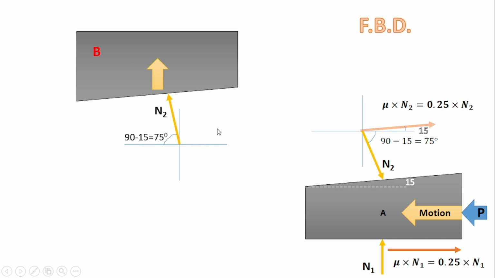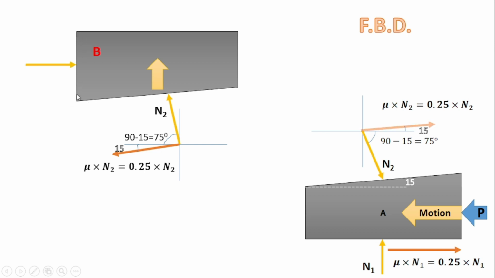Then show the friction force. Friction force is opposite to the motion, so opposite to this force. We'll show it here. So the value is same, mu into N2. Angle is same, 15 degree, and the value is mu into N2. So it is 0.25 into N2. So as these surfaces are common, we have to show the friction force and the normal exactly opposite to each other. So we'll go for the next surface.